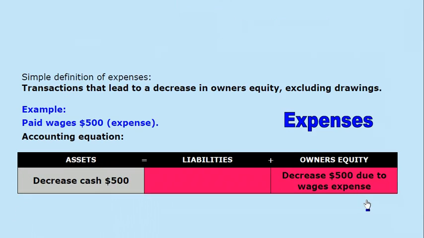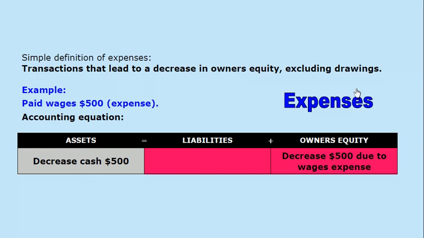Let's look at a simple definition of expenses. Transactions that lead to a decrease in owner's equity, excluding drawings. Let's look at an example. Paid wages, $500 cash. Let's have a look at that transaction and its impact on the accounting equation. Assets will decrease by $500, and that will lead to a decrease in owner's equity, $500. The accounting equation remains in balance.